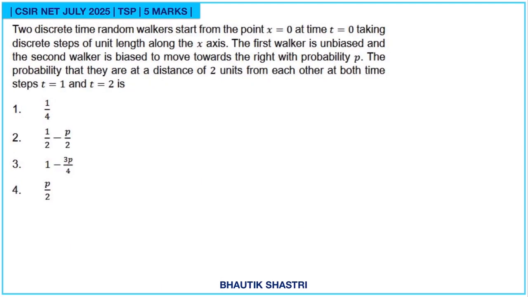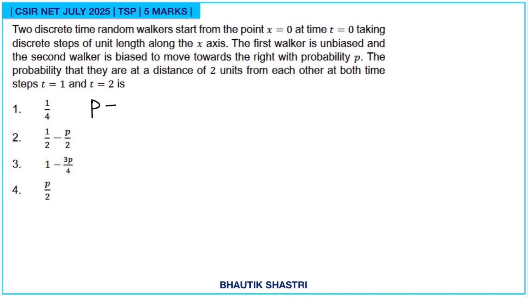Next question. Two discrete time random walkers start from the point x equal to 0 at time t equal to 0, taking discrete steps of unit length along the x-axis. The first walker is unbiased and the second walker is biased to move towards the right with probability p. The probability that they are at a distance of 2 units from each other at both time steps t equal to 1 and t equal to 2. So we want the probability that the distance should be 2 at both these times.